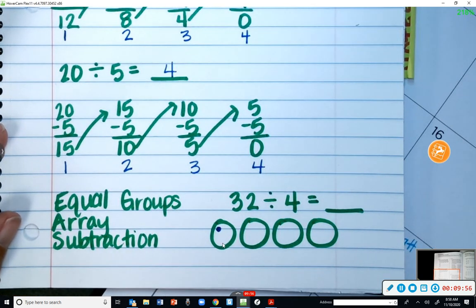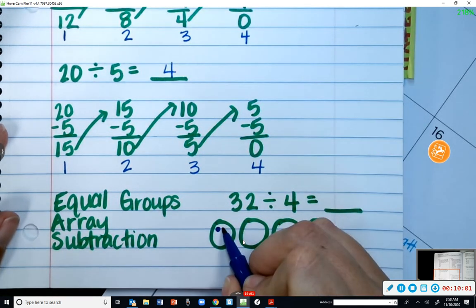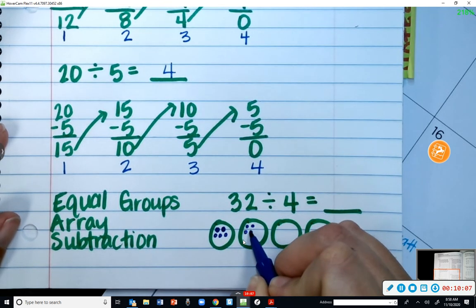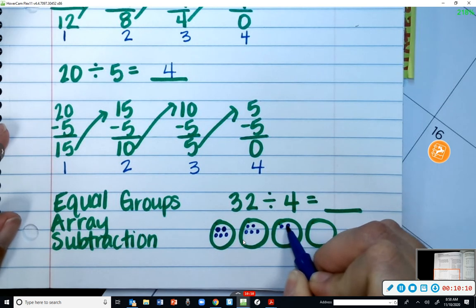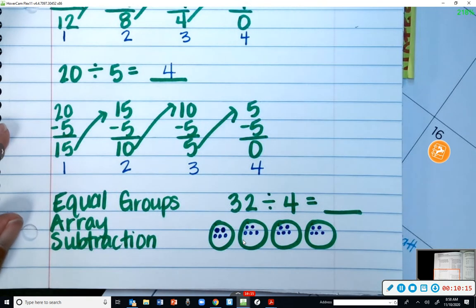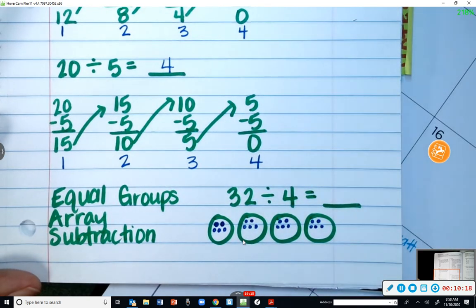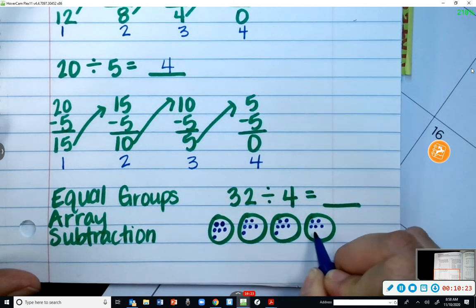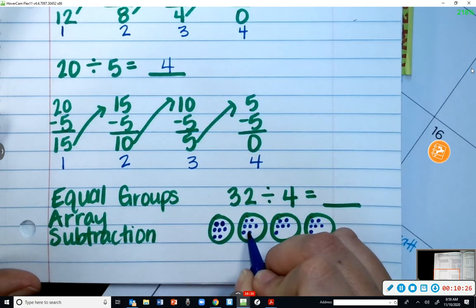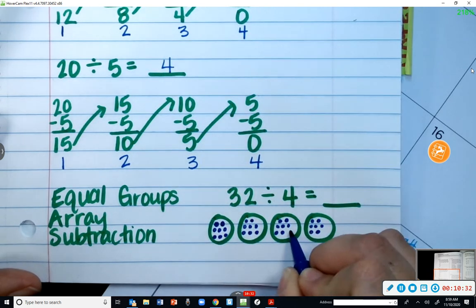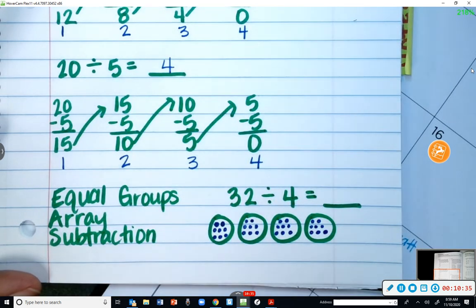So I'm going to just go ahead and do 5 because I know that's 5, 10, 15, 20. 1, 2, 3, 4, 5. 1, 2, 3, 4, 5. 1, 2, 3, 4, 5. Okay, so now I have 20, and I'm going to start doing one by one now. So that's 21, 22, 23, 24, 25, 26, 27, 28, 29, 30, 31, 32. So now I can stop.